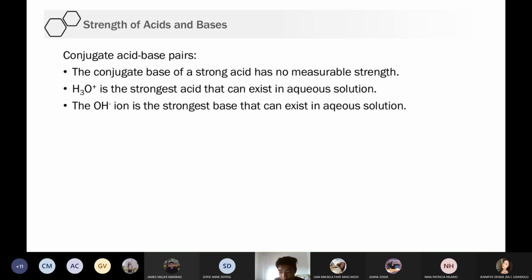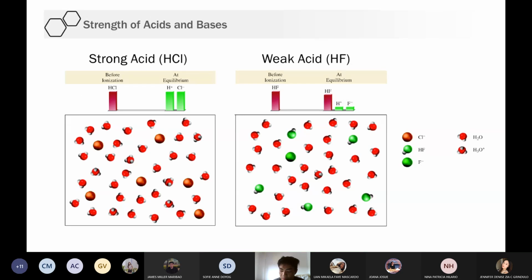So, let's talk about the conjugate acid-base pair kapag may strong acid, strong base tayo. Sabi dito, the conjugate base of a strong acid has no measurable strength. Ibig sabihin, kapag strong acid yan, yung conjugate base niya, hindi nagmamatter yung amounts niya, kasi full na yung dissociation. Also, H3O plus is the strongest acid in a solution, and OH minus is the strongest base that can exist in basic solutions.